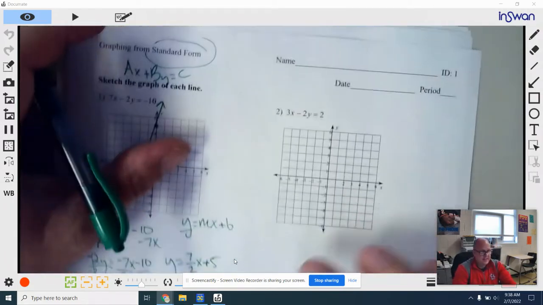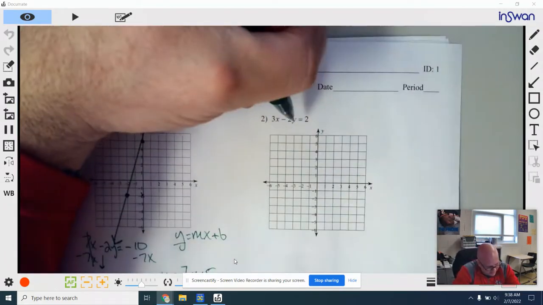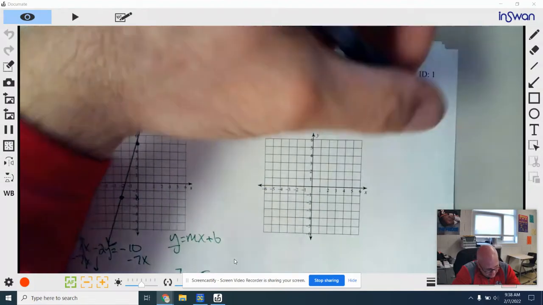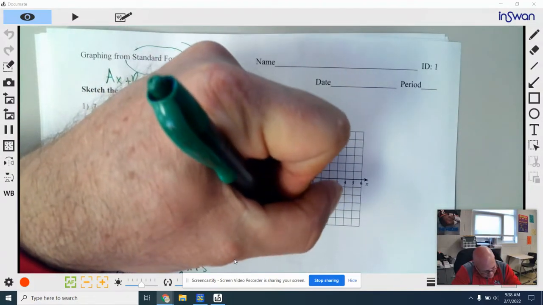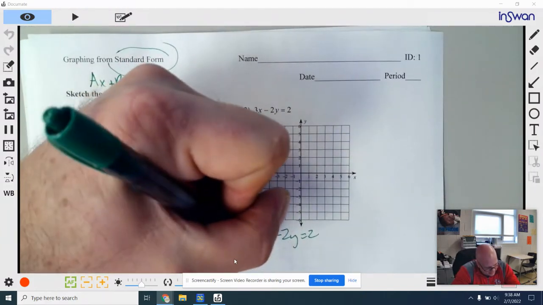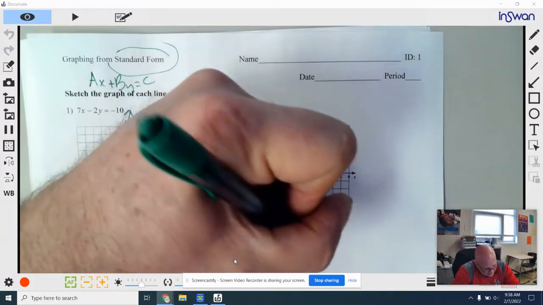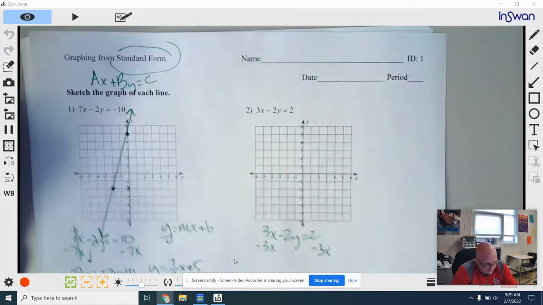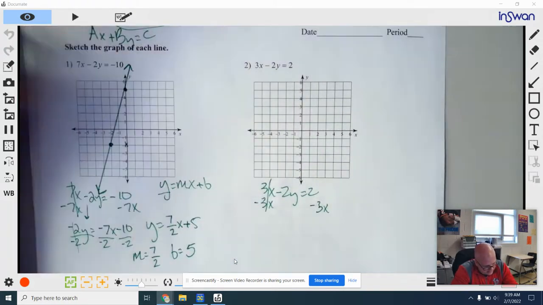Okay, first. Okay. Come see me when you're done. All right. Number 2, 3x minus 2y equals 2. So I'm going to come down below. I'm going to write 3x minus 2y equals 2. Again, I want to go ahead and subtract the x. So I'm going to do minus 3x on both sides. Okay, that cancels.